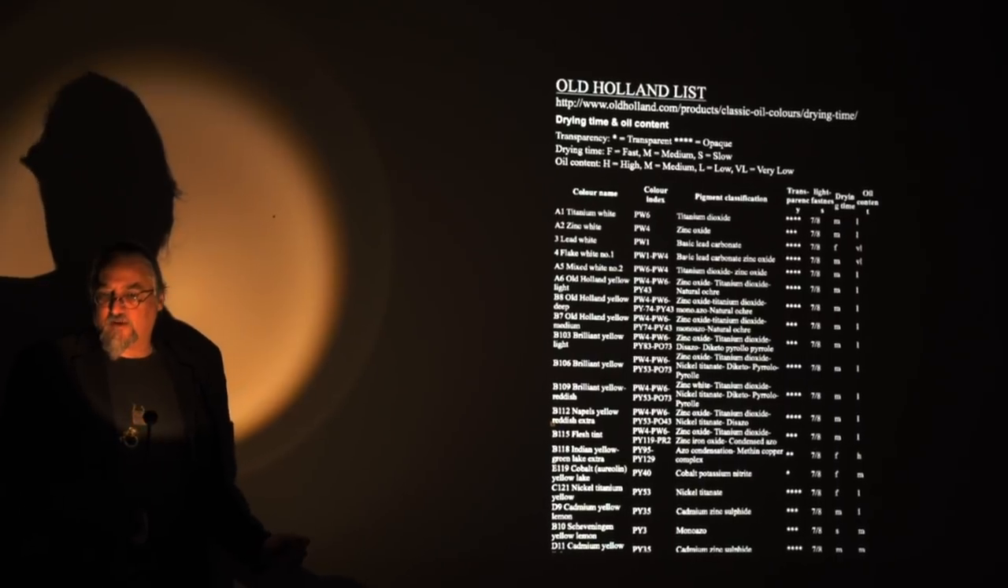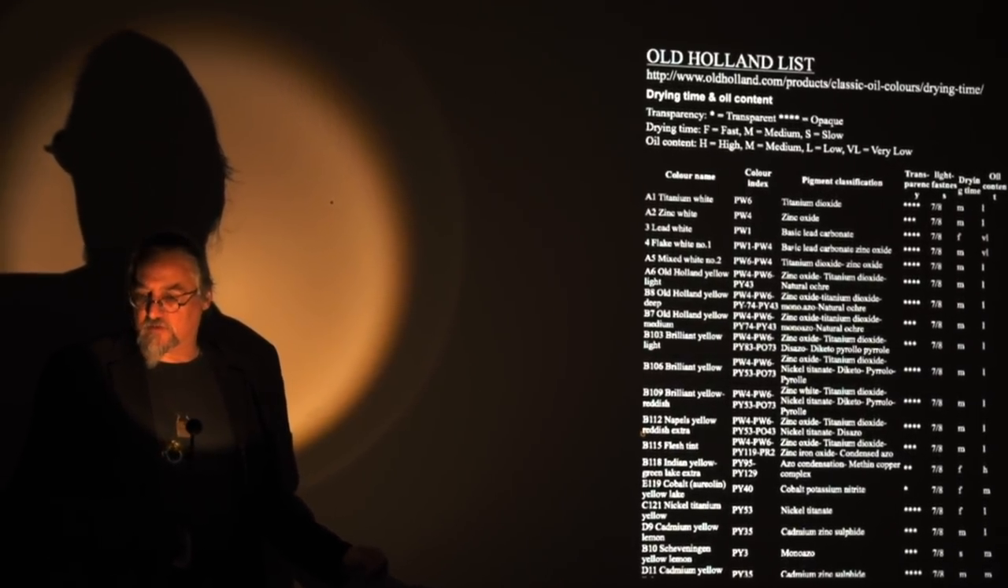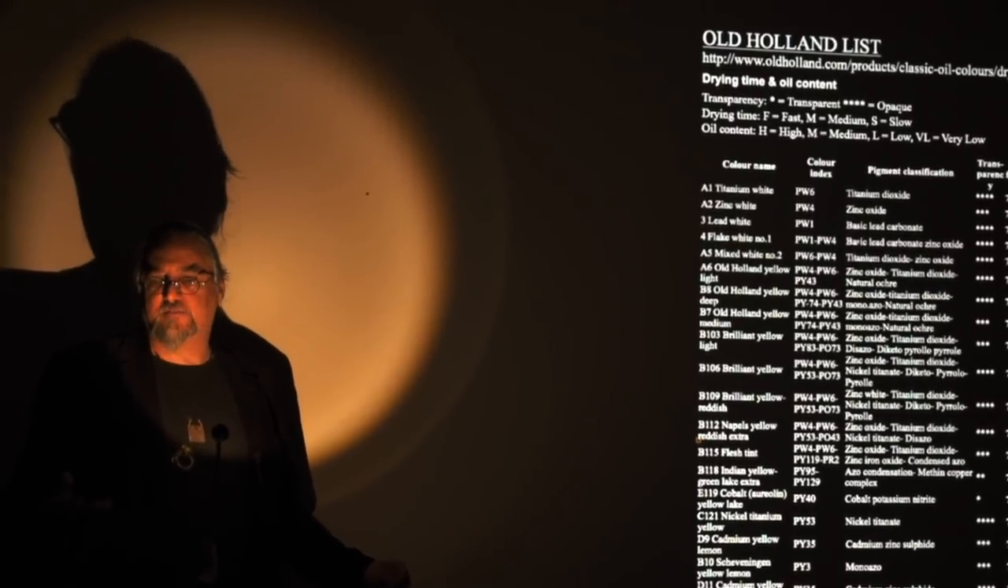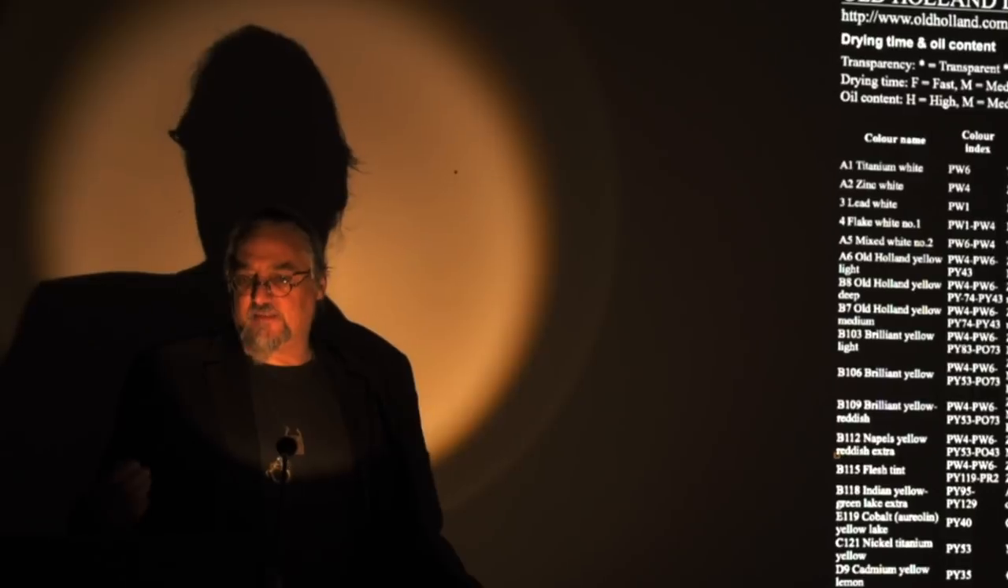So various products like Old Holland or Michael Harding or Rublev, these kind of products which are more traditional artist's pigments will make the color more apparent to you as to what's actually going into the tube.